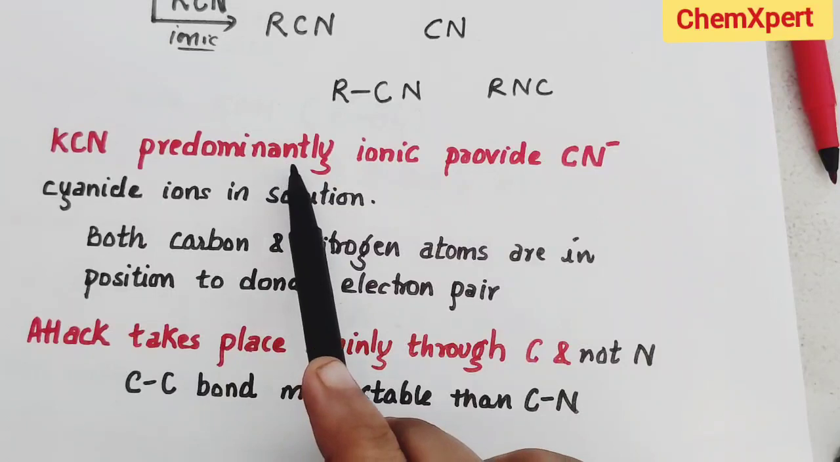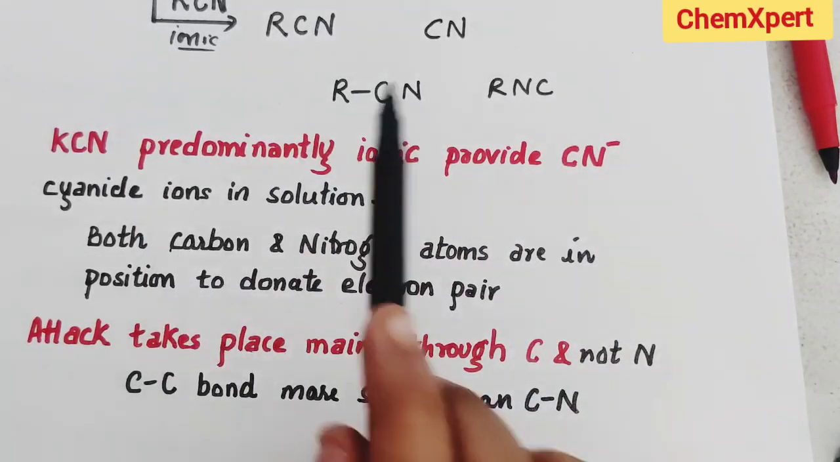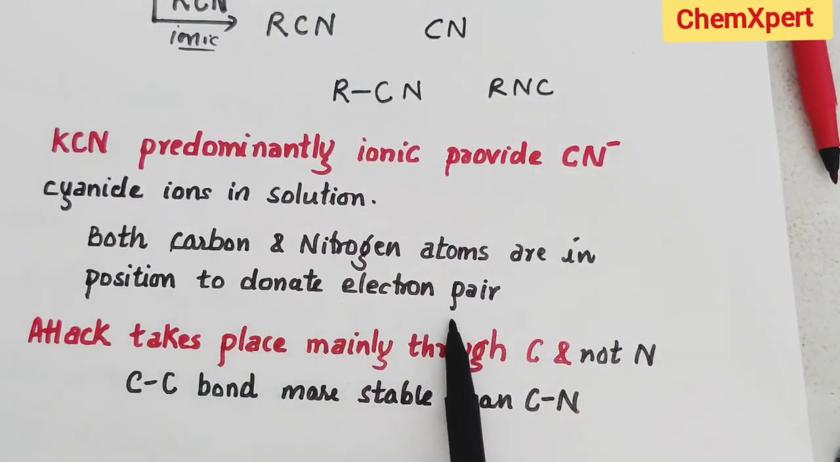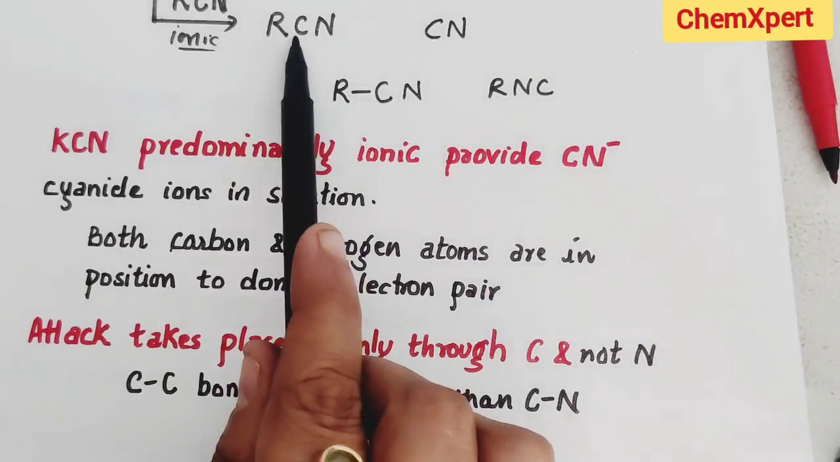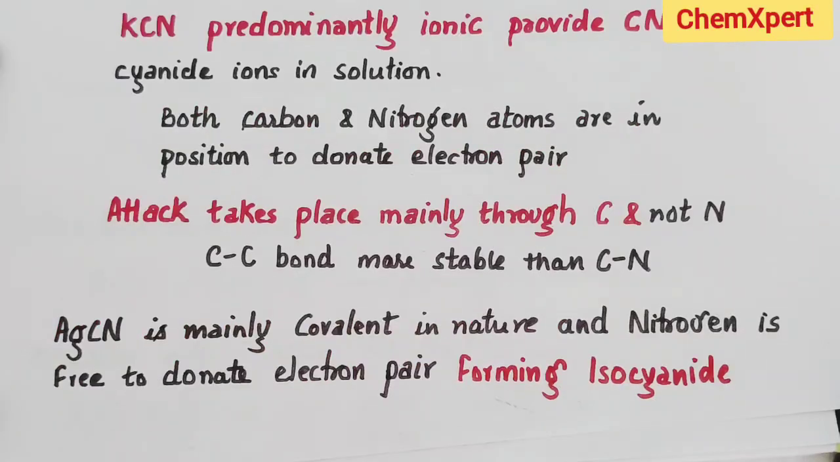KCN is predominantly ionic, which provides cyanide ion in the solution. Now both carbon and nitrogen atoms are in a position to donate an electron pair, but attack takes place from the carbon side. Why, and not from nitrogen? Because the carbon-carbon bond is more stable than the C-N bond here.